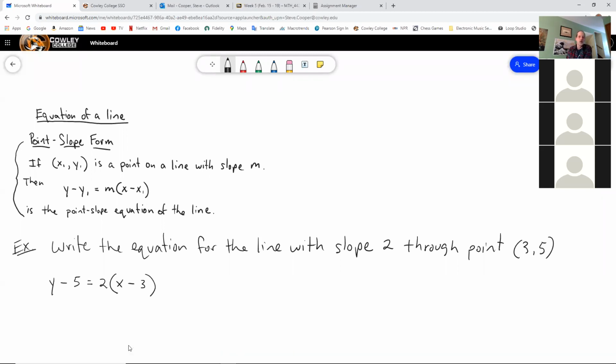Okay, so we're going to leave it in this form, but we're going to see later that if I solve this for y, we'll generate a new form of an equation for a line.